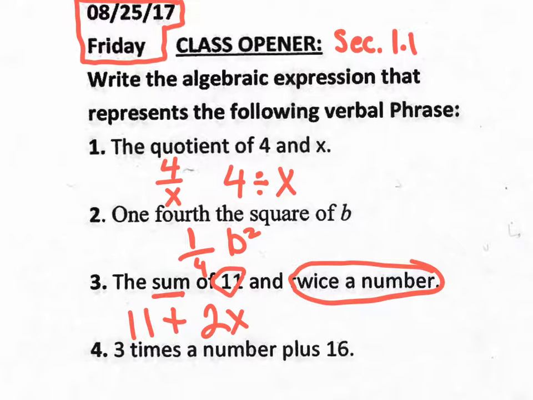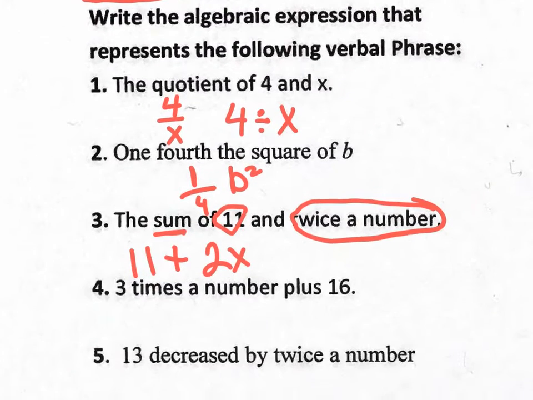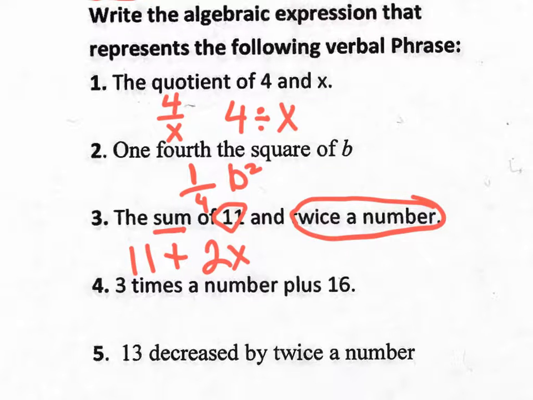Moving on to number 4. It says 3 times the number plus 16. That's as straightforward as you could get. 3 times the number plus 16. 3 times the number, let's call it x, plus 16. 3x plus 16 is the variable expression right there.